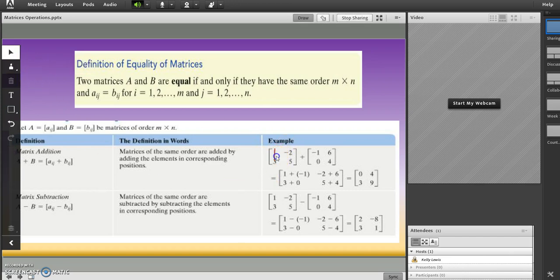All right, this is a 2 by 2, and this is a 2 by 2. So they're equal in the fact that we can add, subtract, multiply, divide, that kind of stuff. These matrices are equal in their order. They're 2 by 2. So we can add, subtract, we can multiply them.